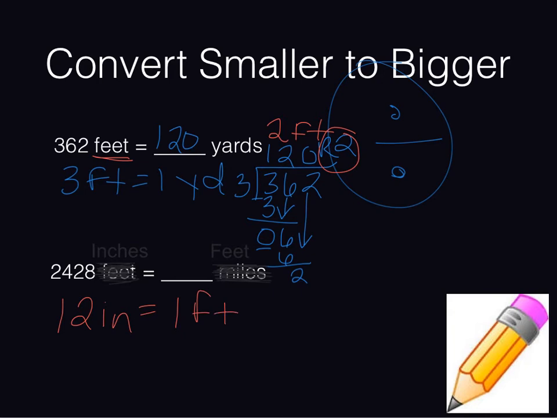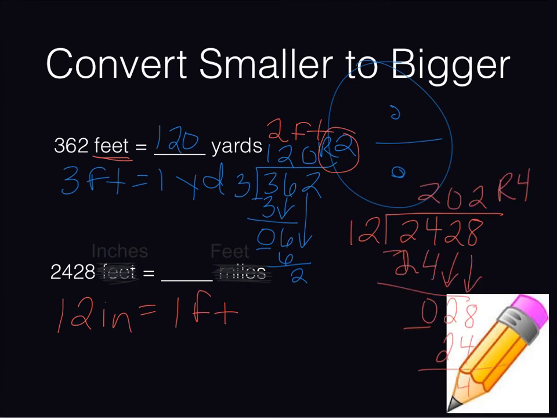And since I'm going from a smaller amount to a bigger amount, I know that I'm going to need to divide. So I'm going to divide 2,428 by 12. All right, friends, pause the video and go ahead and solve this problem. When you're finished, replay the video and I will go over the answer with you.